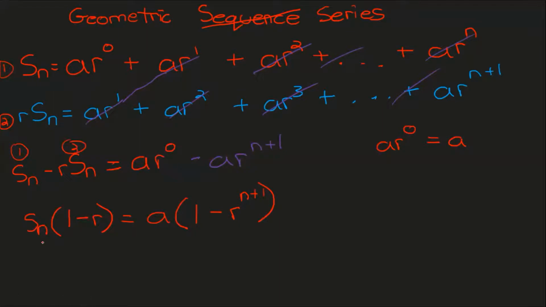Almost done. And now we're just going to isolate for S sub n. To do so, we just divide both sides by 1 minus r. So we're left with a times 1 minus r to the n plus 1, all over 1 minus r.